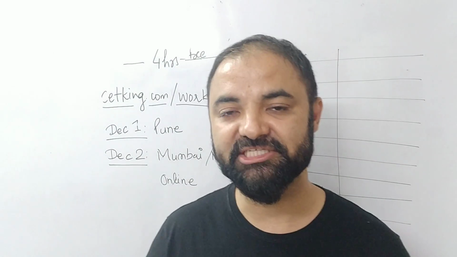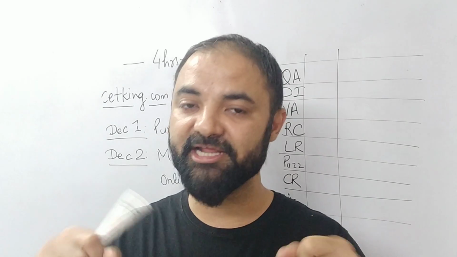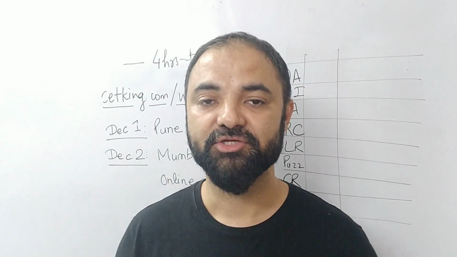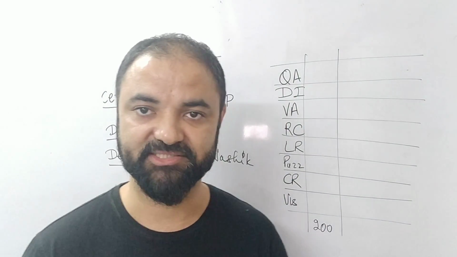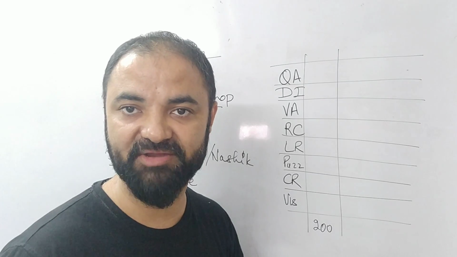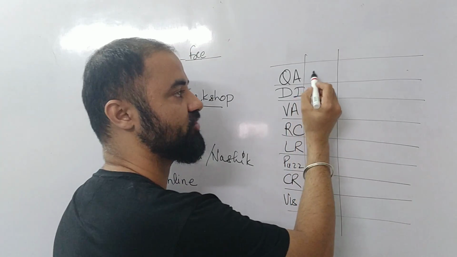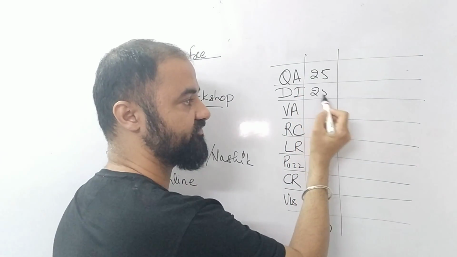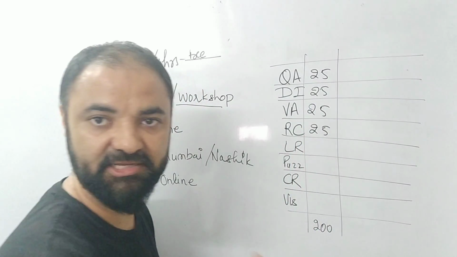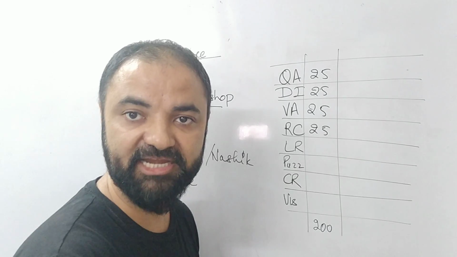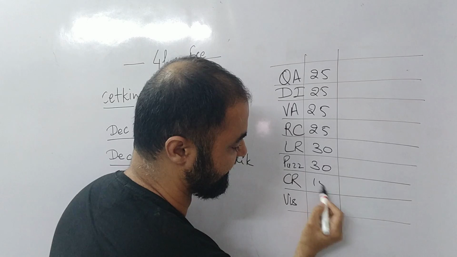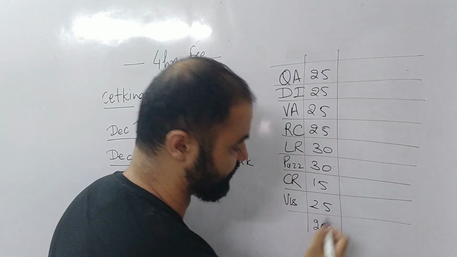Breaking one stick is very simple, but breaking 200 sticks together is not easy at all. So what I've done is I've divided the paper into 8 parts. That's what we have done at CET King. I've divided the complete CET paper into 8 parts. So quant 25 questions, DI 25, verbal 25, reading based questions 25 (RC, para jumble, para completion, all the reading based), logic 30, puzzle 30, critical reasoning 15, and visual reasoning 25.